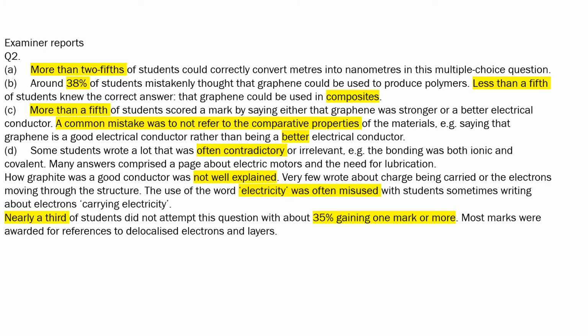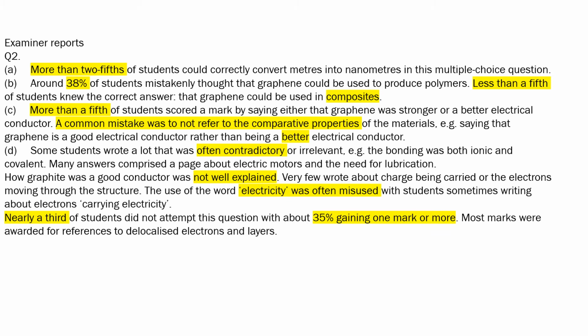Part C, more than 1/5 of students scored a mark by saying either that graphene was stronger or a better electrical conductor. A common mistake was to not refer to the comparative properties of the materials. For example, saying that graphene is a good electrical conductor rather than being a better electrical conductor. And that was what the question was asking. Why is graphene better? Or why is graphene used, sorry. And you have to explain why. Otherwise, if they're both good electrical conductors, why use graphene?